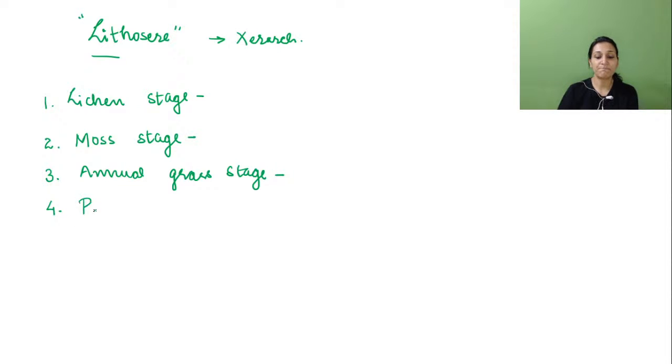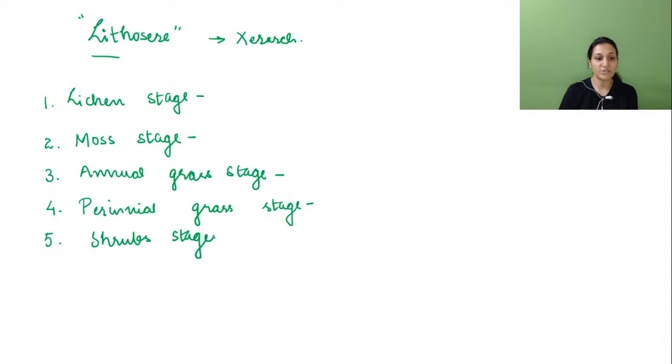Then there comes the perennial grass stage. So annual grasses are replaced by perennial grasses, because of the increased moisture and soil in the rock. This occurs because there was already the decayed amount of lichen, moss and annual grass. So now for the perennial grass there is lots of moisture and they can grow properly in that particular area. So perennial grasses come, and after that comes the shrub stage.